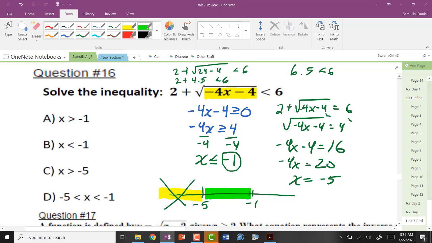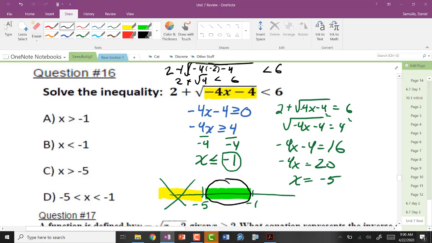Now we do know, based off of this function, that x has to be less than or equal to negative 1. Well, if you didn't know you were to switch that inequality, you should do a check. So we'll check, say, negative 2. Let me get rid of my previous checks up here. So I have 2 plus the square root of negative 4 times negative 2 minus 4 is less than 6. 2 plus, that gives me 8 minus 4, and the square root of 4 is 2. 2 plus 2 is 4. 4 is less than 6. That is true. So far this solution works.